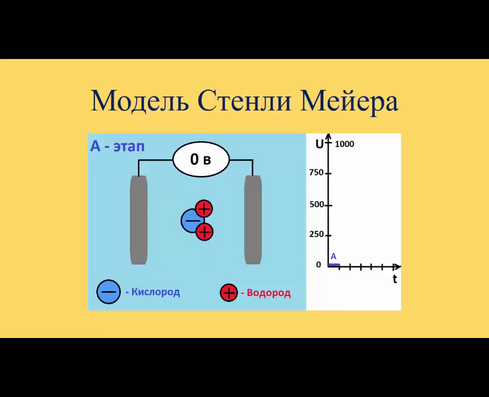Stage A, initial. We have a water molecule consisting of a negatively charged oxygen and two positively charged hydrogen atoms. There are capacitor plates, to which 0 volts are currently supplied. The next stage is stage B.